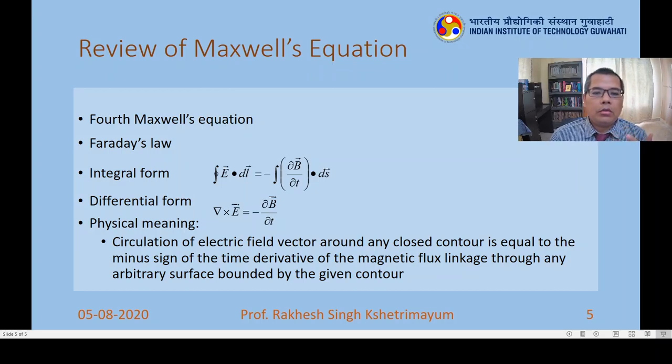We have reviewed all the Maxwell equations. First one was Gauss law for electric field. Second one was Gauss law for magnetic field. Third one was modified Ampere circuital law. Last one is Faraday's law. So these four Maxwell equations, you have to know them in integral form, differential form, and their physical meaning.